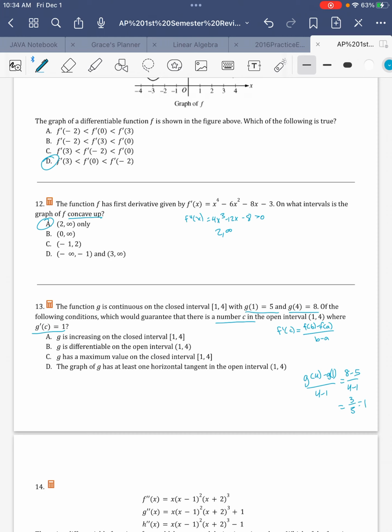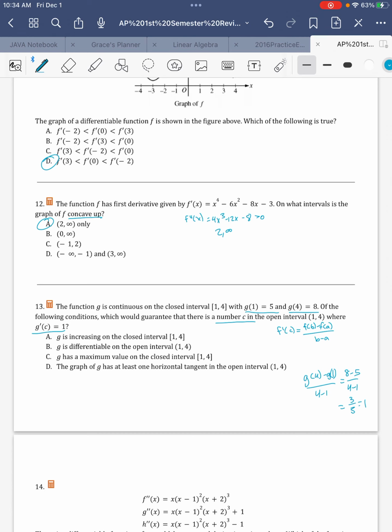So what this is asking is, which statement guarantees that at some point the derivative has to equal the average rate of change? So really what this question is asking is, what has to be true for us to be able to use the mean value theorem? What is the condition required for the mean value theorem?